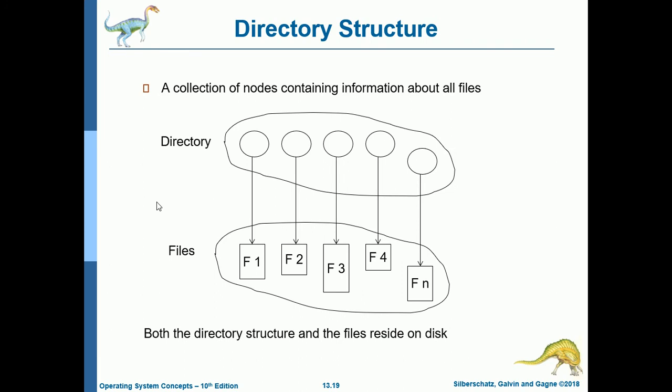Okay, next we have the directory structure. It is a collection of nodes containing information about all files. This is an illustration of what a directory looks like, as simple as this one. We have directories, more like folders, and for every directory there are files inside. Both the directory structure and the files reside on disk.